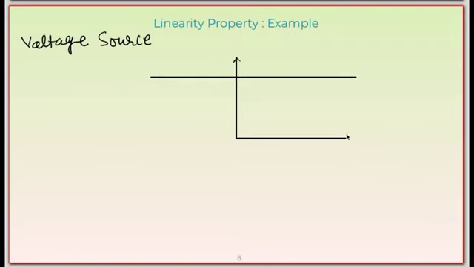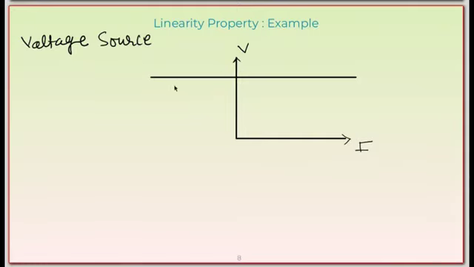Okay, so here on the x-axis we have our current, and on the y-axis we have our voltage. Then you can see that voltage is always going to remain constant no matter what is the value of current I, whether current I is 0, whether current I is minus 10, or whether current I is plus 5. Voltage is always going to remain constant across the terminals of a voltage source. And this is what we mean by a voltage source, isn't it?